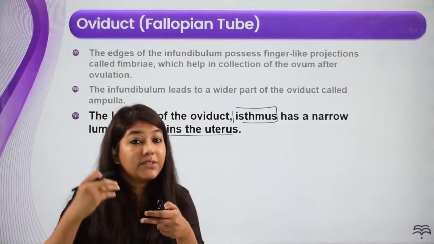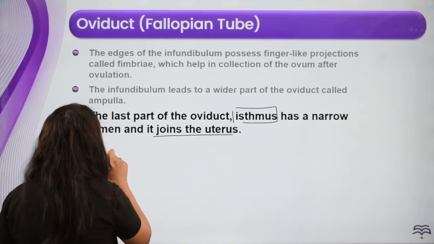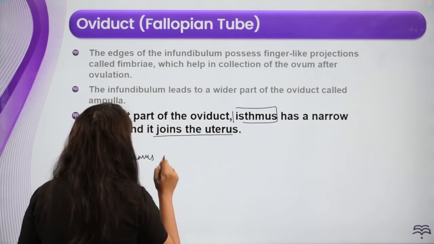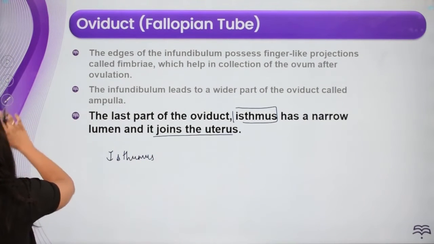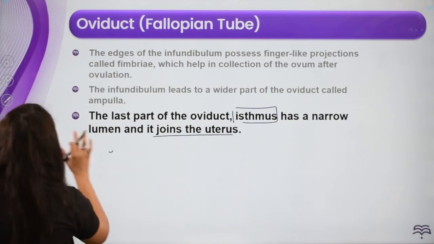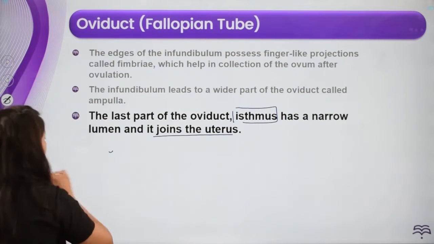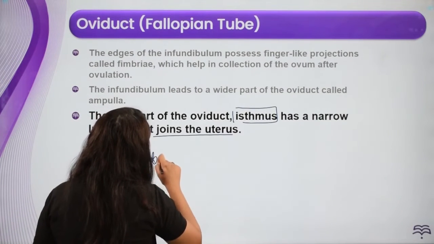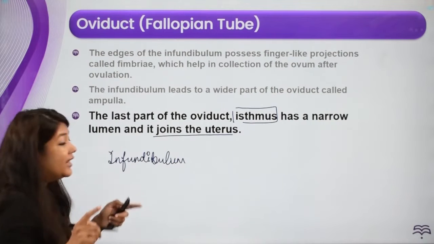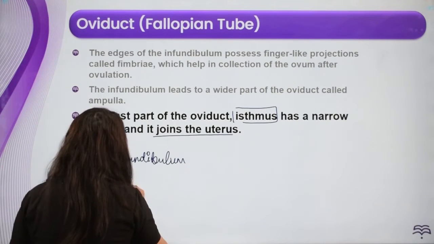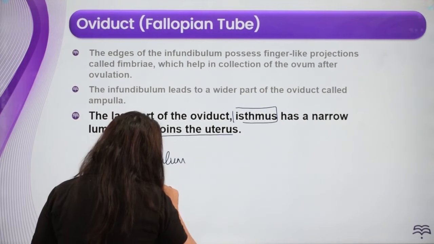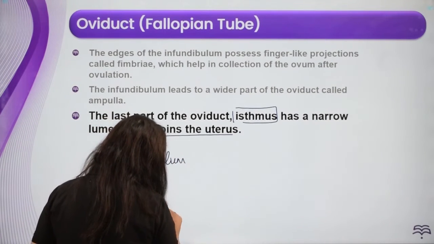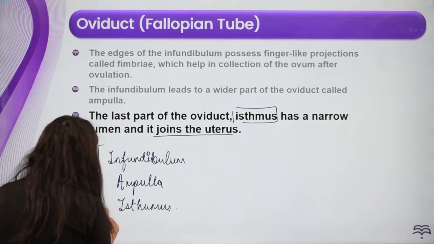So now I think you will be able to make the sequence. The part which was closest to the ovary was the infundibulum. Then the infundibulum opened into the ampulla, and then the ampulla opened into the isthmus. Okay, so this sequence is very important.